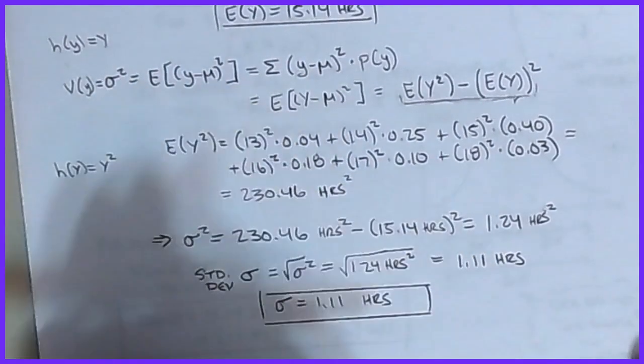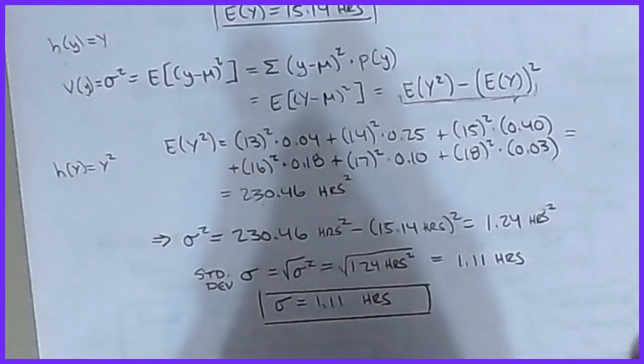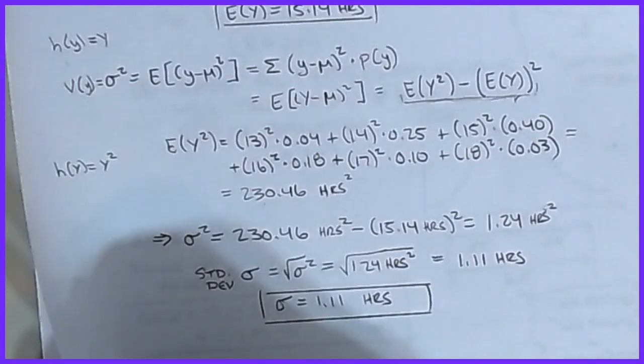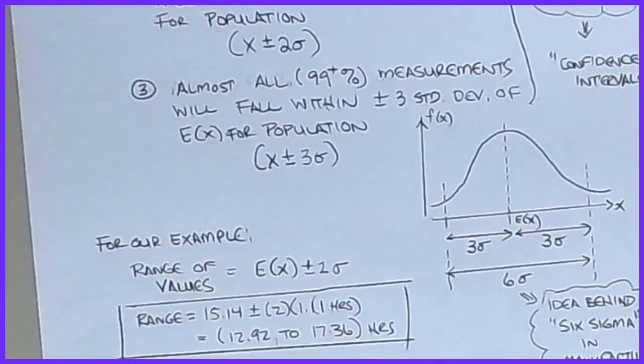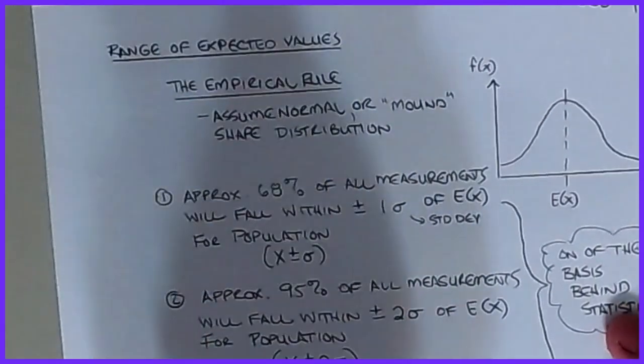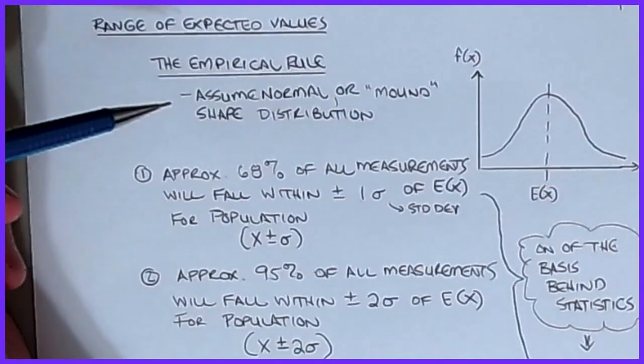Okay, now there are some things that we can do with this, with some meaning and the significance of the standard deviation. It's nice to say my data is spread out a certain amount, but what does it physically mean? We'll show you statistically what that is in a second. So the third question has to do with the range of expected values, and that leads us to the empirical rule.